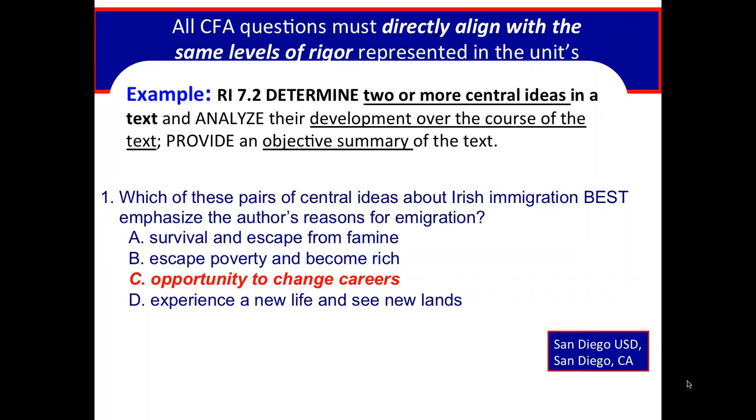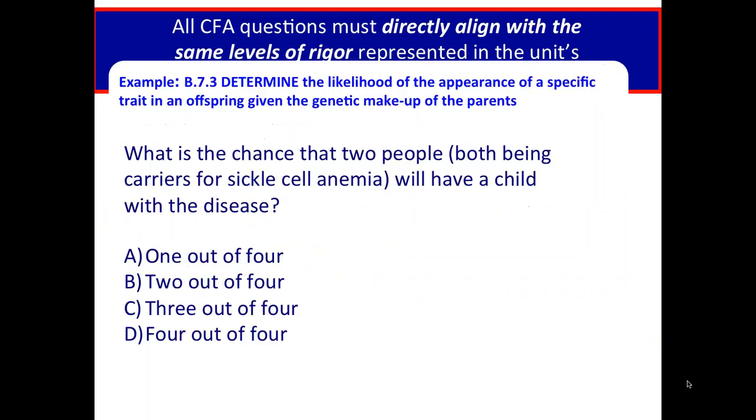But I can begin to determine if students can determine 2 or more central ideas. And so an opportunity to change careers only being one is one that they could easily eliminate. And so we would want to adjust that item to have 2 choices.